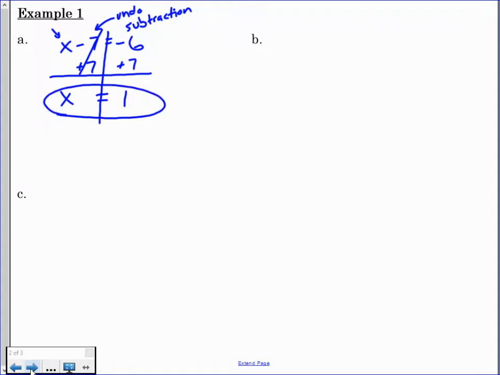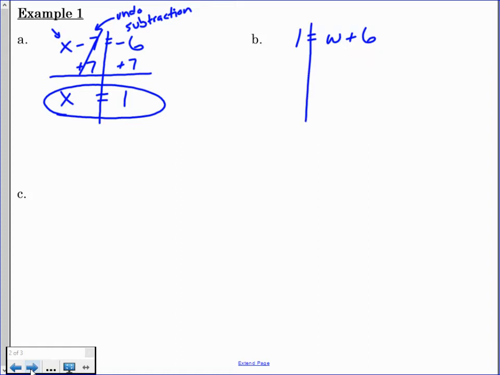So x equals 1. So basically we're looking at, okay, what are you doing to the variable in the original equation? Whatever you're doing to the variable, you need to undo it and get the variable by itself. Okay, so let's try the next one. Next one I have 1 equals w plus 6.